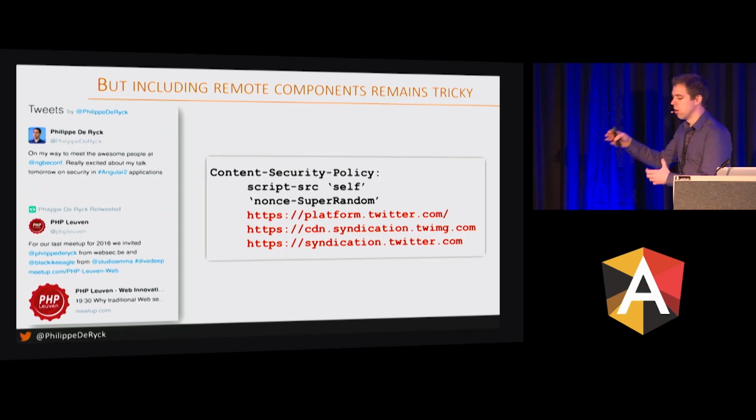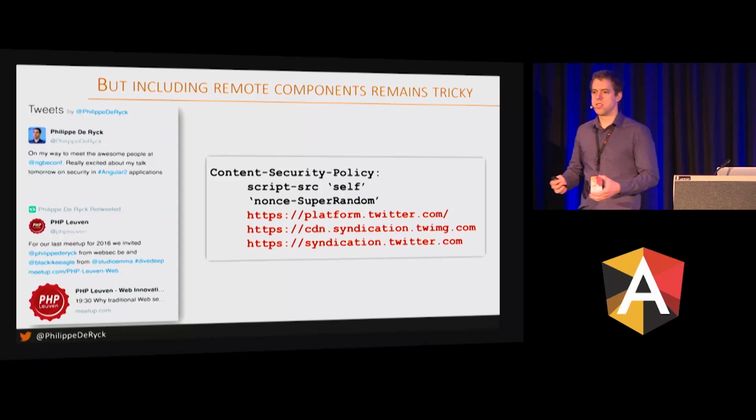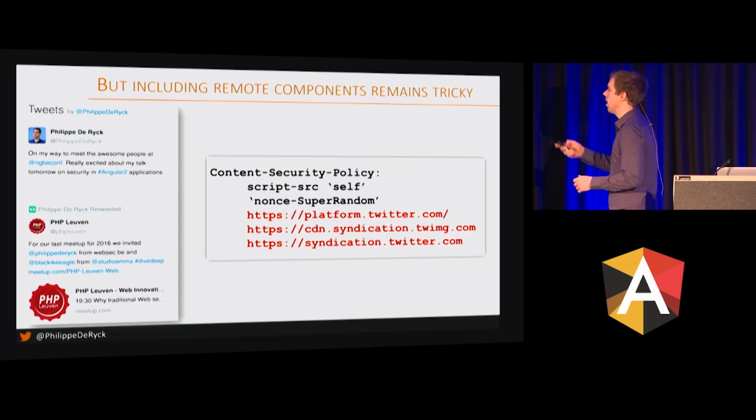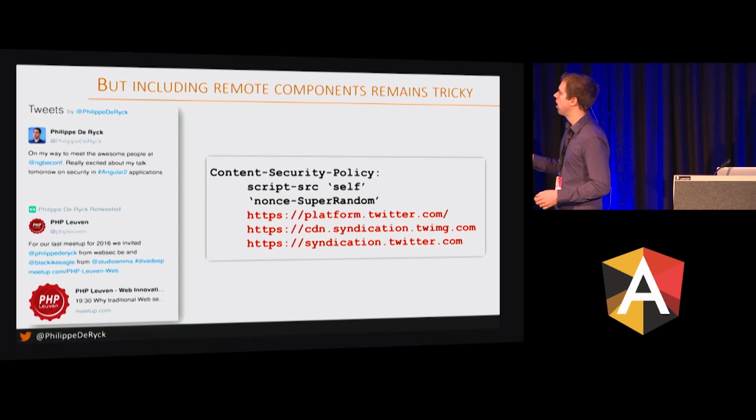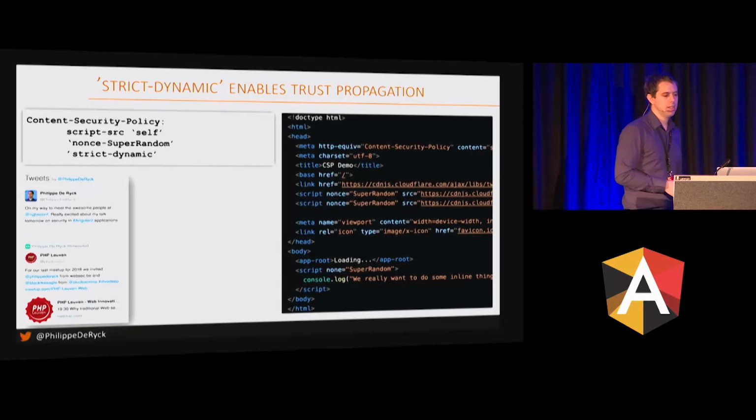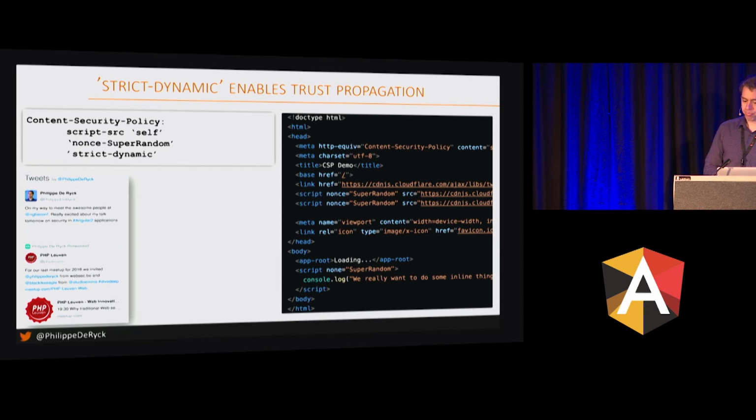The problem is these scripts are loaded dynamically. This Twitter script loads this and injects this into the page, so there's no way for you to put a nonce on these script blocks, and that makes it a bit difficult. But together with their analysis of CSP policies, Google came up with a new mechanism to deal with that, and that mechanism is called strict dynamic.